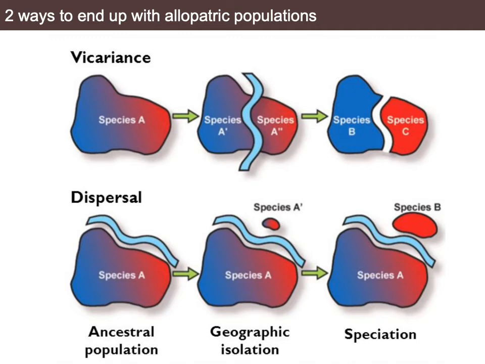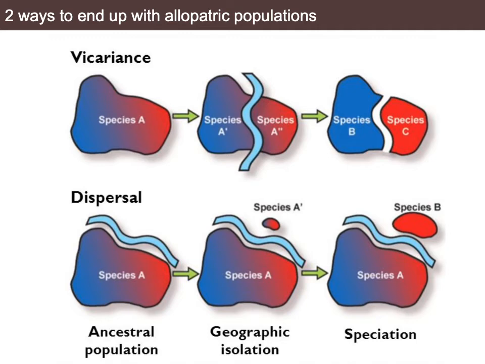Now, contrast that with what happens in dispersal, okay? On the left, we have a continuously distributed species A, and some individuals cross that barrier and colonize a new area, okay? They colonize a new patch of habitat on the other side of that riverine barrier, and that new population is immediately distinct from species A. It does not have the entire genetic diversity of species A. So it's something different. And over time, it can become something quite different.